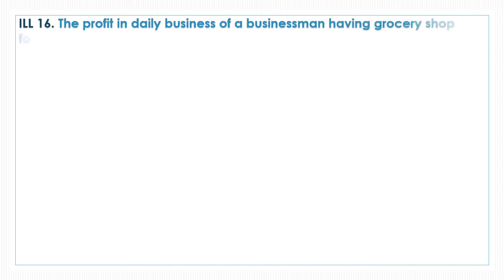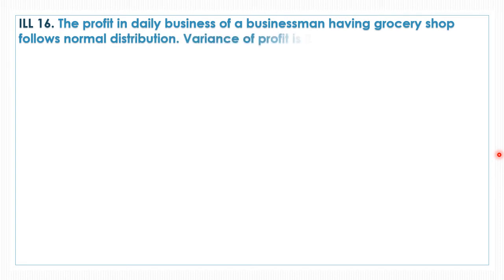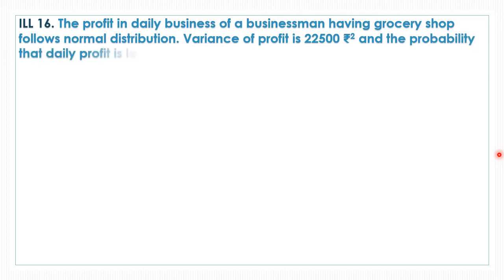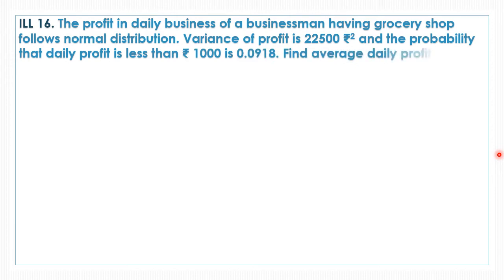Illustration 16. The profit in daily business of a businessman having a grocery shop follows a normal distribution. The variance of profit is 22,500. Okay, so the variance is given and the probability that daily profit is less than 1000 is 0.0918. So the probability for profit less than 1000 is also given. So naturally what we are left with is to calculate the average daily profit. So this is the opposite question of the last one. Here the variance is given and the average profit is to be calculated.